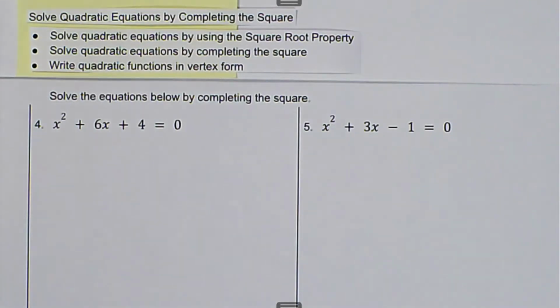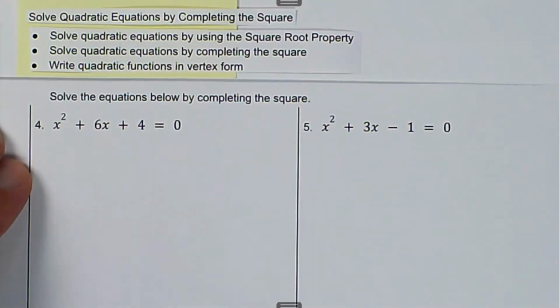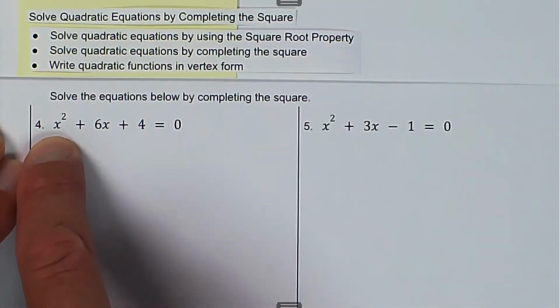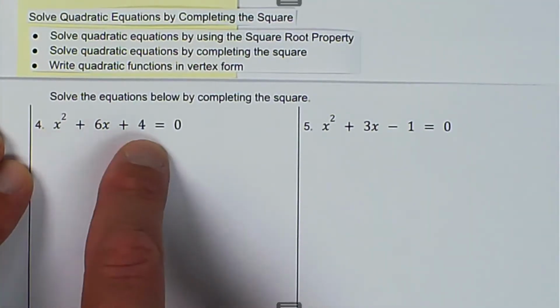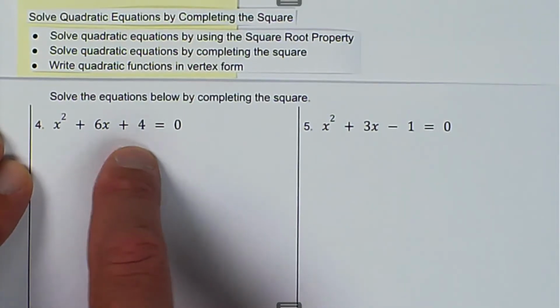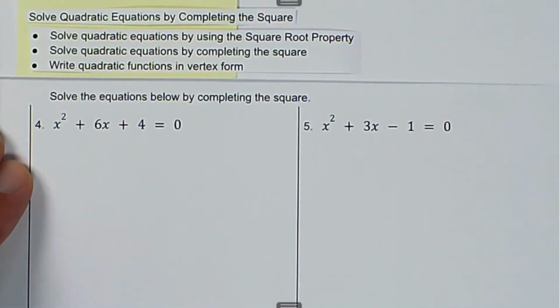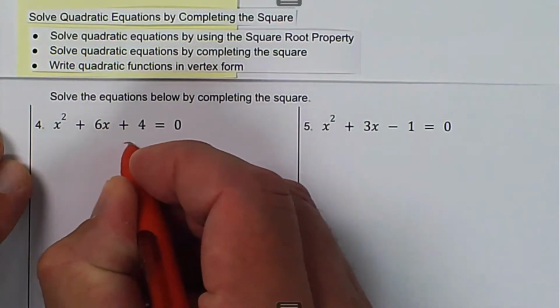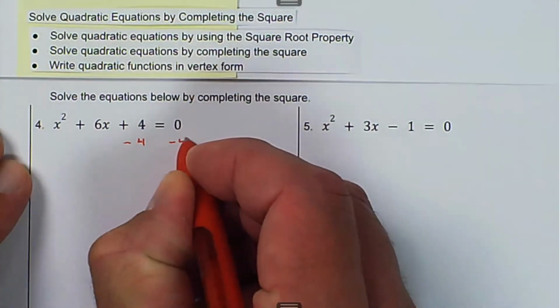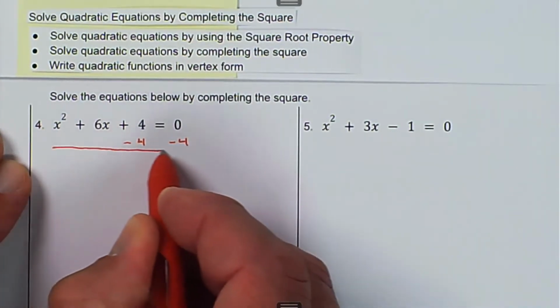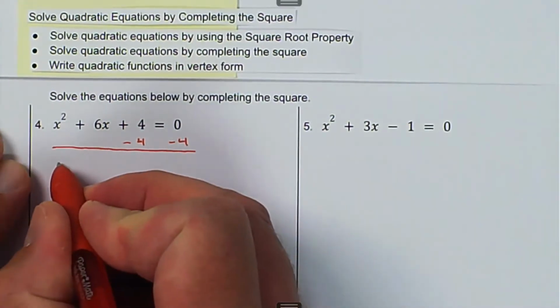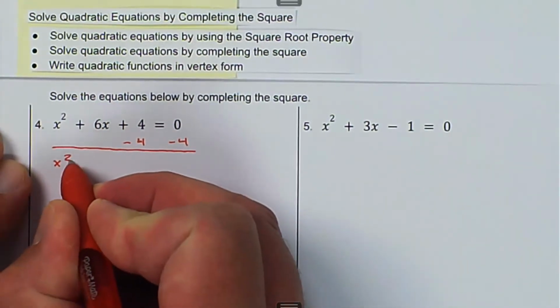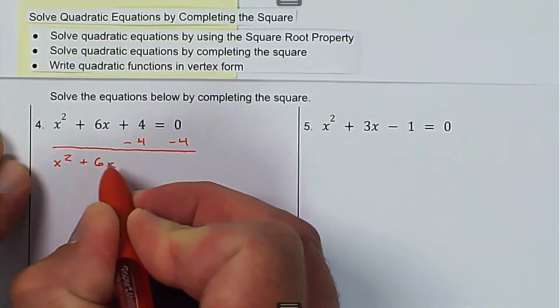We're talking about solving quadratic equations by completing the square, and here we have some examples. Remember to start out, our a value has to be 1. So in this case, our a value is 1, and we need to not have a c value. In order to get rid of that c value, we subtract the c value from both sides of the equation, and then we are left with x squared plus 6x.